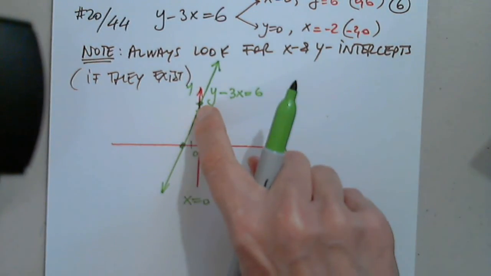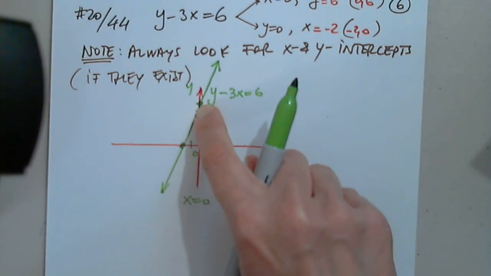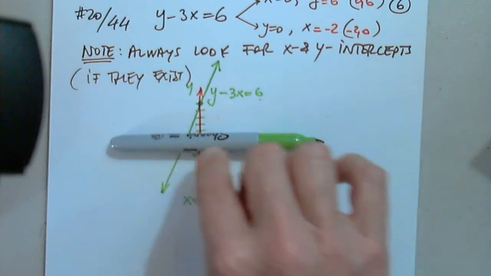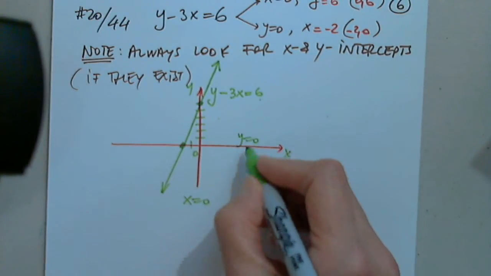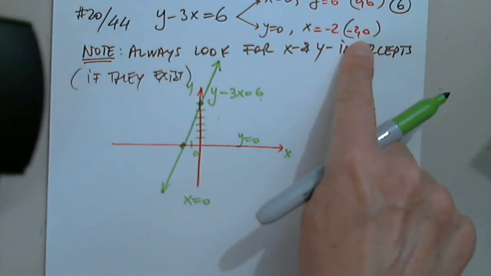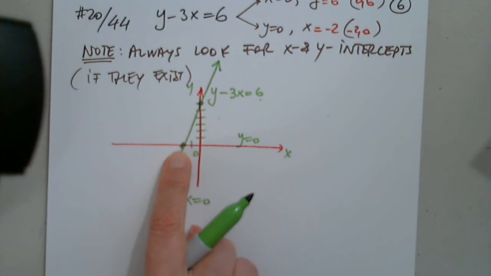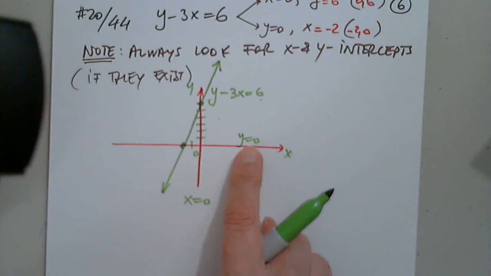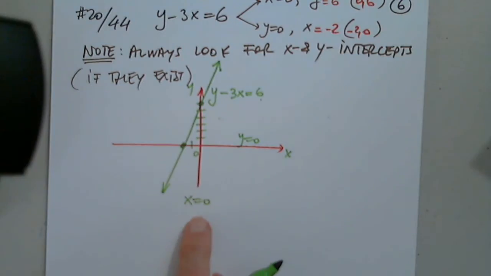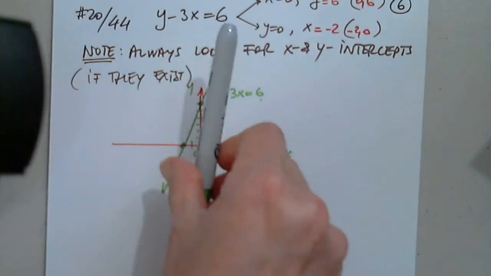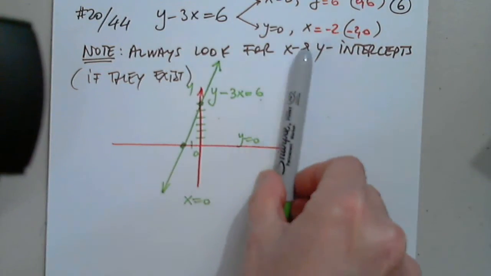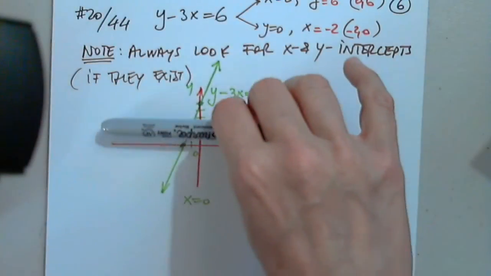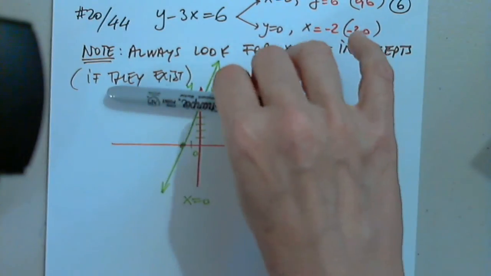So I determine the y-intercept. This line has the equation y equals 0. That's why this was -2, 0, the x-intercept. So the x-axis has the equation y equals 0. The y-axis has the equation x equals 0 because it's a vertical line. Vertical lines have only x. Horizontal lines have only y.